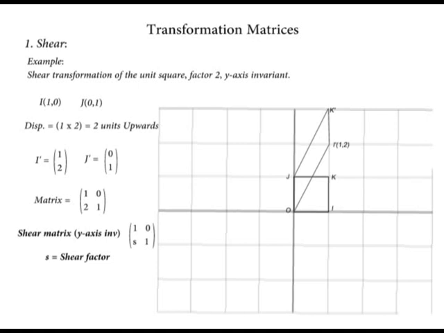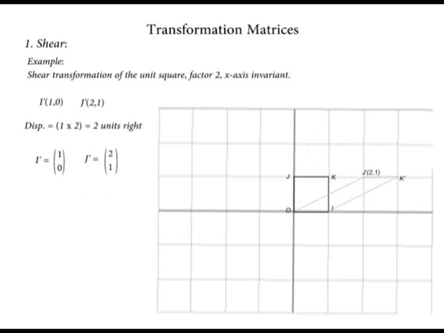If you repeat the process with x-axis now invariant, you will find that point I will be invariant and that J will have new coordinates (2, 1). So the shear matrix when x-axis is invariant will be (1, S; 0, 1), where S is the shear factor.